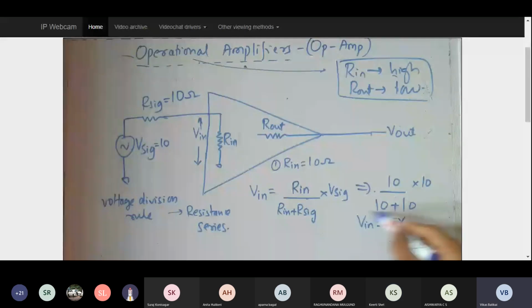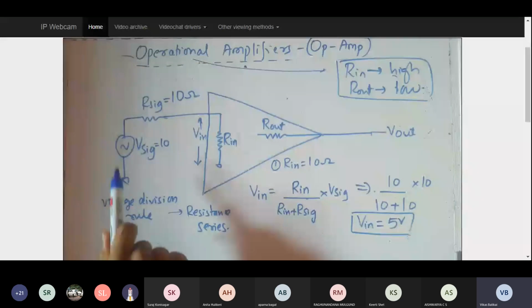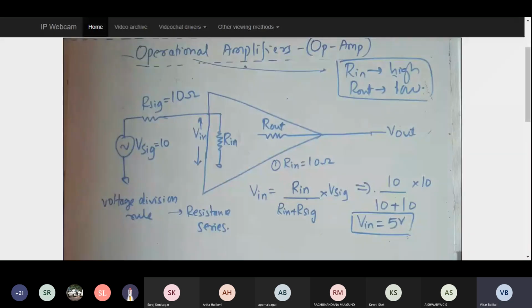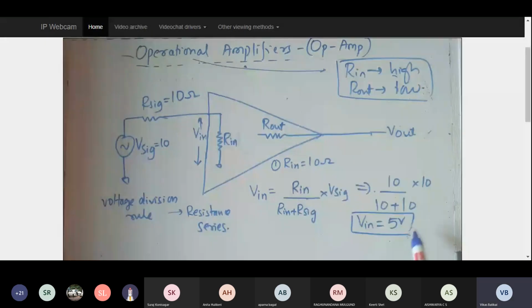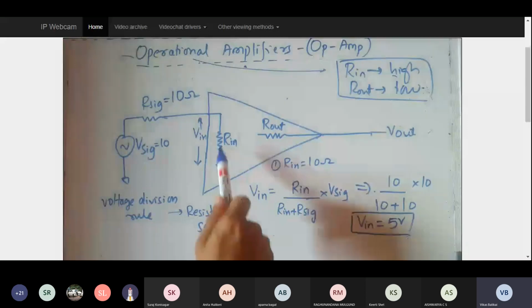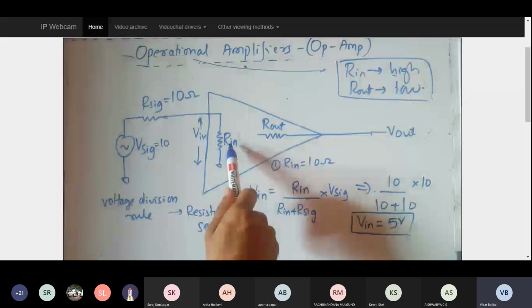Exactly 5 volt. What I gave was 10 volt. You say, sir, I have given 10 volt to the circuit, but actually what is entering your voltage amplifier? Only 5 volt is entering. Where did the remaining 5 volt go? It got lost because of this Rin resistance. Now let's try to increase this Rin from 10 ohm in the second case.